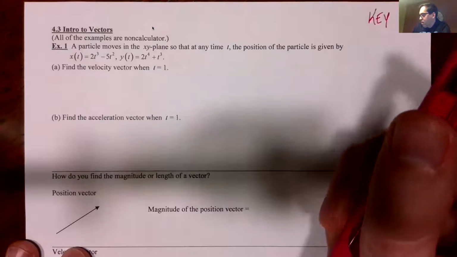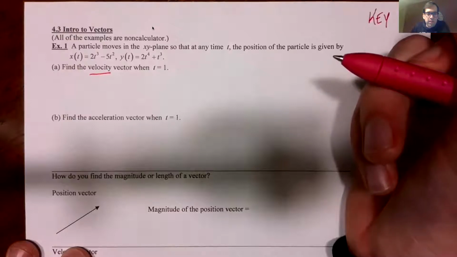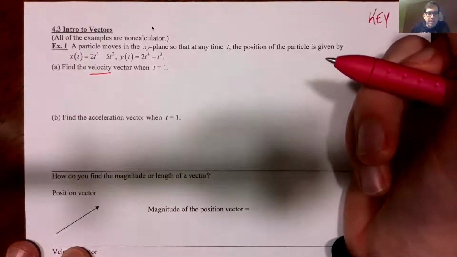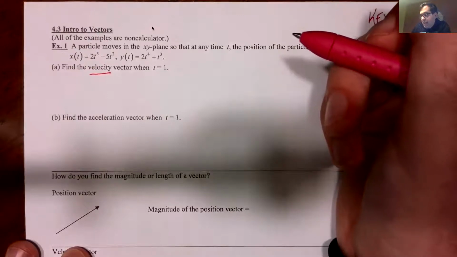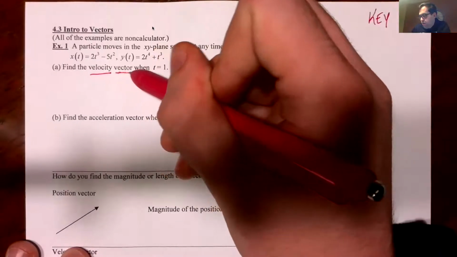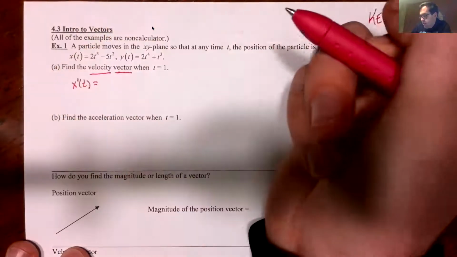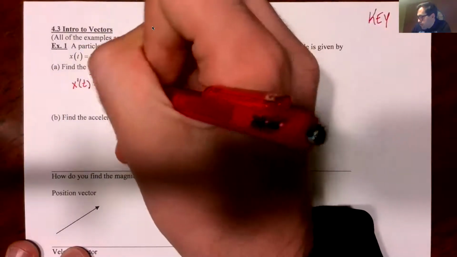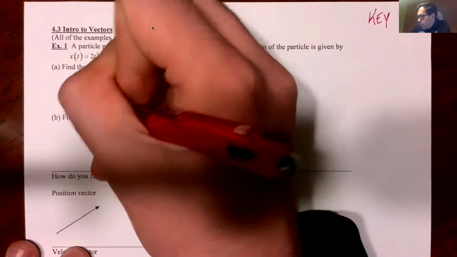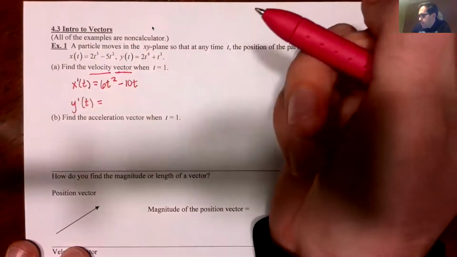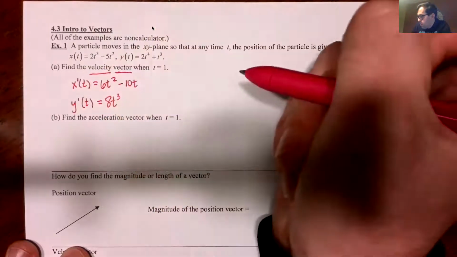Okay, so velocity vector means that we're going to be looking for x prime of t and y prime of t, or dx/dt and dy/dt. We don't care about finding the dy/dx this time because we're looking for the vector. All right, so I'm going to find x prime of t. So we're going to have 6t squared minus 10t. And y prime of t is going to be what? 8t to the third plus 3t squared.